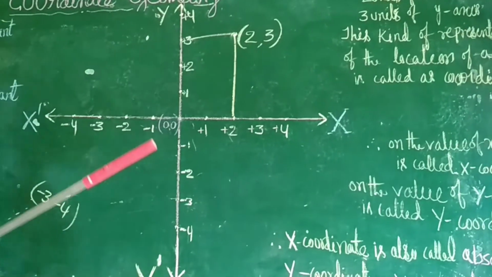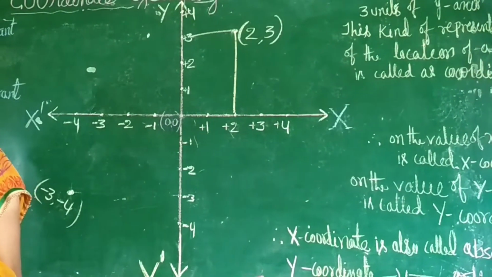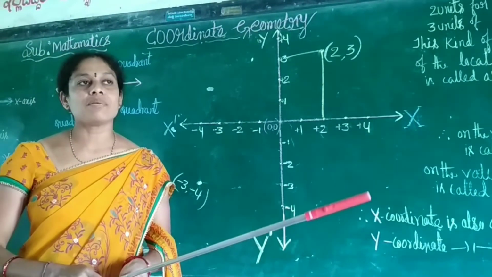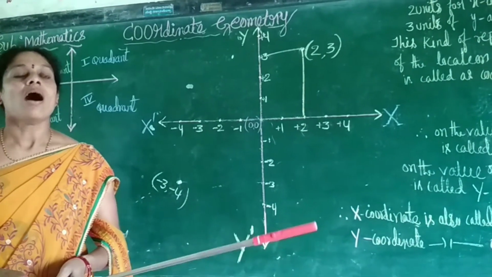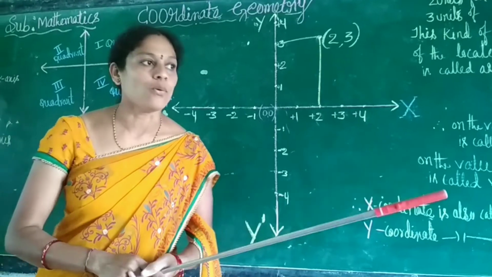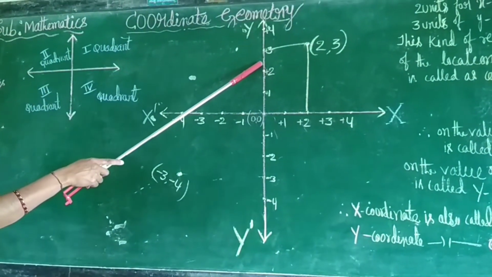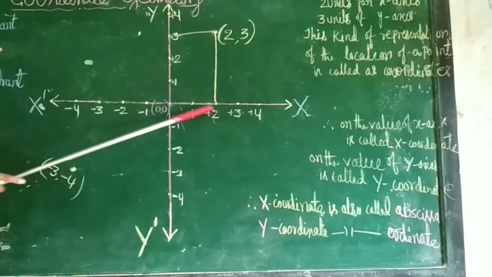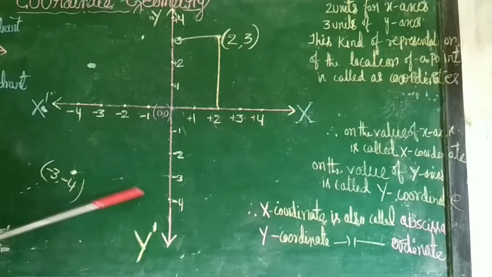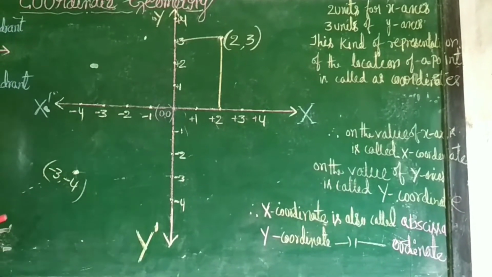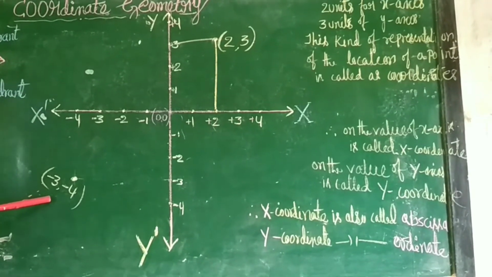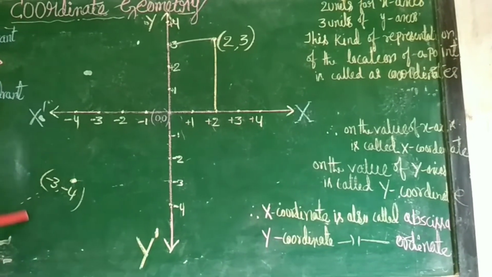One more example, dear students: if I want to write the address of my home, I will give the area number, street number, and area code. All these things are references to reach my home. Similarly, these coordinates are the references for locating a point on a plane surface. Suppose we are given the coordinates (-3, -4). We want to locate this point.